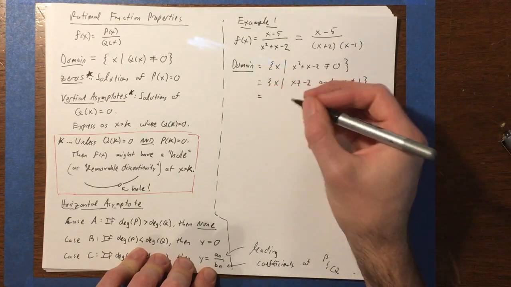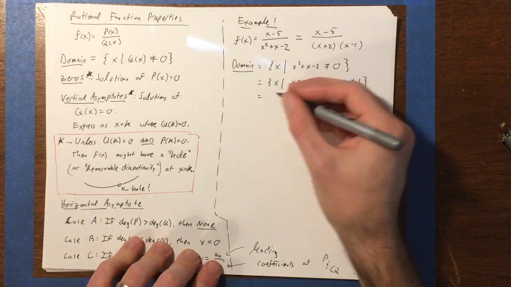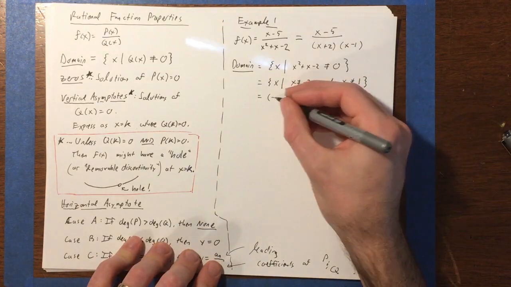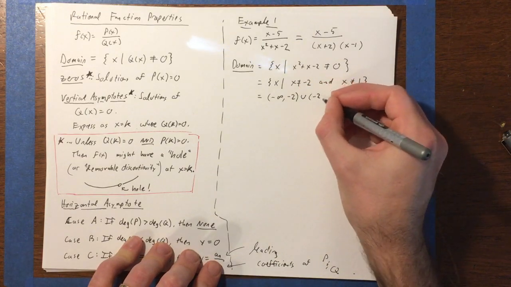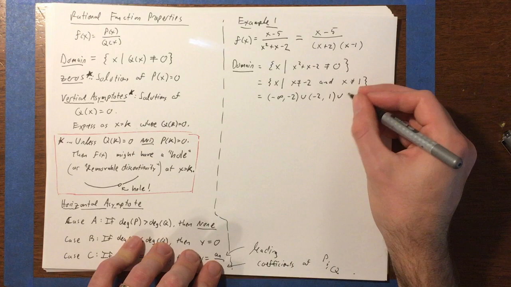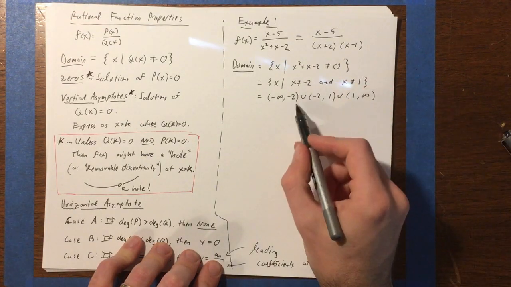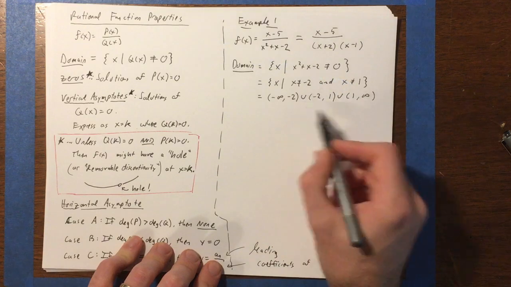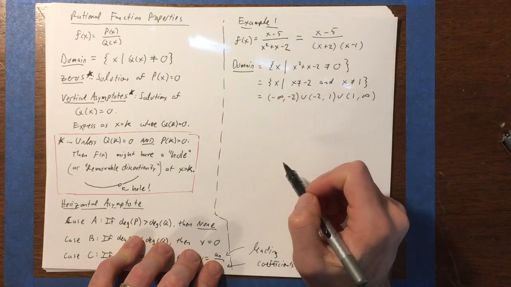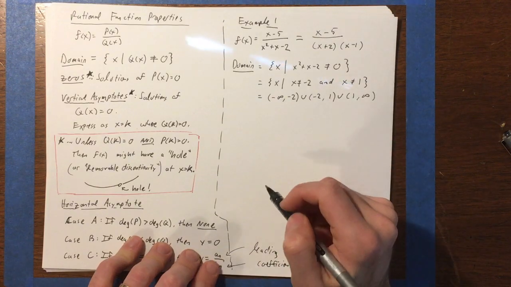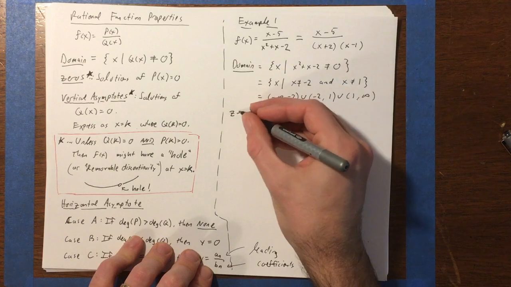Now, writing that in interval notation, which is usually how we want to express it, we're going to take all of the numbers less than negative 2, and then the numbers between negative 2 and 1, and then the numbers that are bigger than 1. Those three intervals have open endpoints, not including the negative 2 and not including the 1, and we union them together. So this is three different intervals combined together. That's my domain.